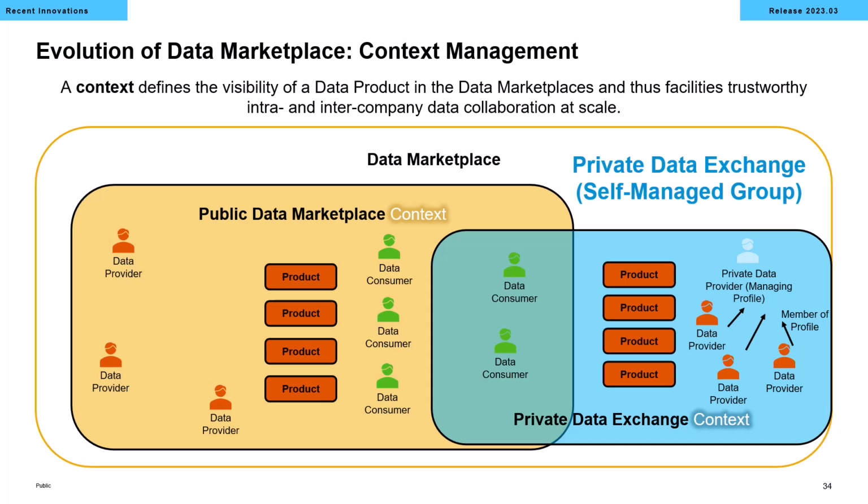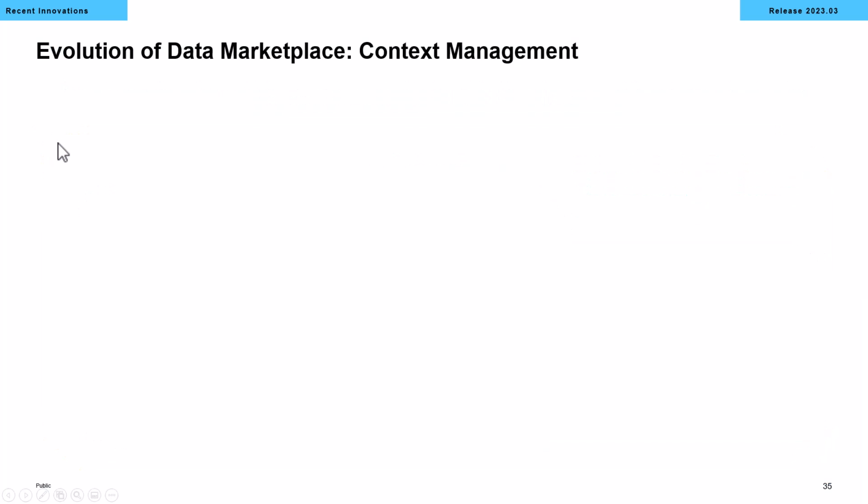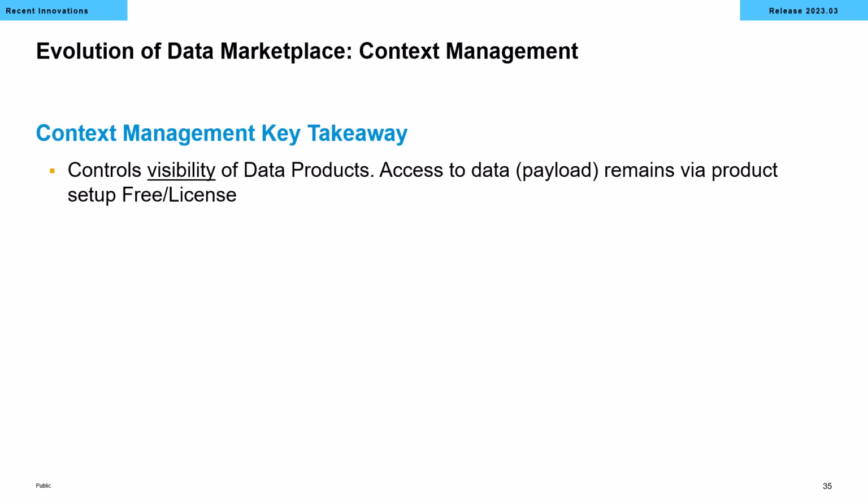And now, summing up what we've learned and what we newly introduced on the data marketplace, what are the key takeaways? This context management now gives you control over the visibility of data products. The payload of a data product remains the same, and the setup of free or licensed products is there. That didn't change. It's mainly about the visibility of the products. So you can publish products in different contexts, either one context only or multiple contexts.